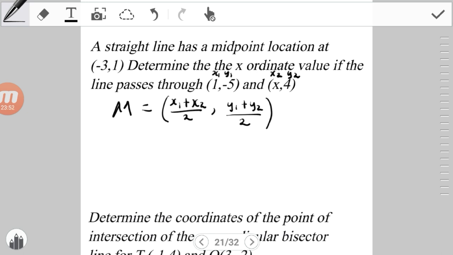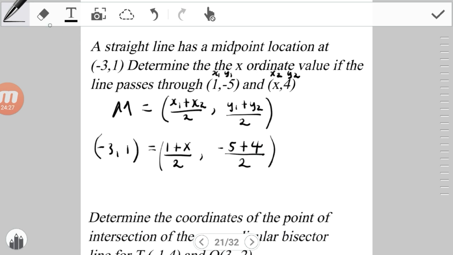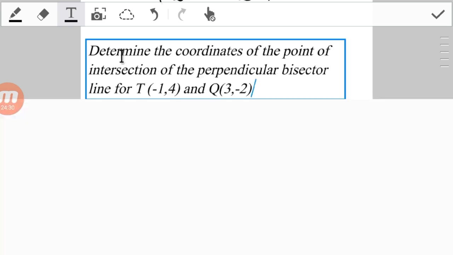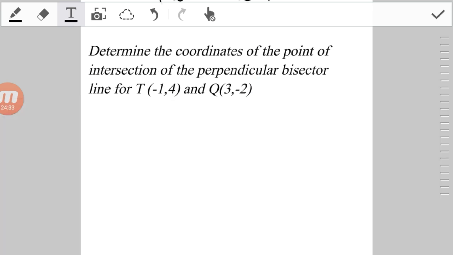We're looking at the fact that the midpoint, which we are told is -3, comma 1, is equal to x1, which we see here is 1, plus x2, here is x, divided by 2, comma, y1, which is -5, plus 4, divided by 2. And I believe, guys, this is supposed to be actually a half. Pardon me, this is supposed to be equal to a half.